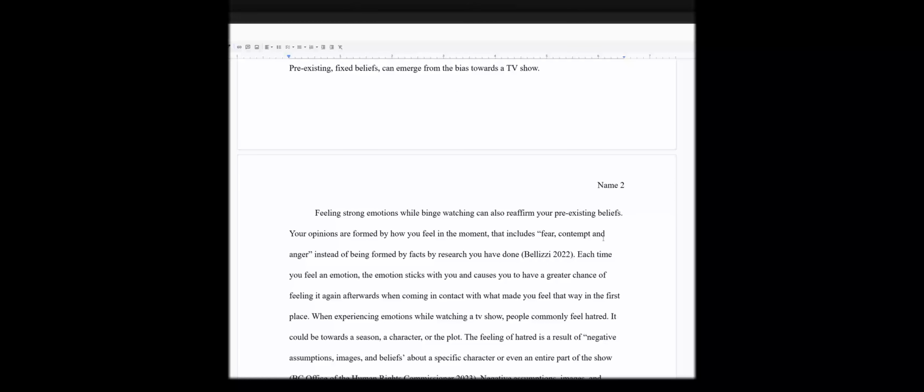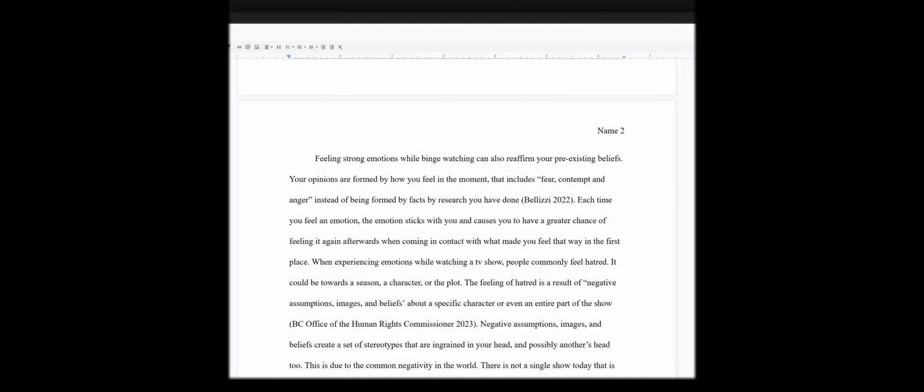Good. Okay. Each time you feel an emotion, the emotion sticks with you and causes you to have a greater chance of feeling it again afterwards when coming in contact with what you feel in the first place. Good. When experiencing emotions while watching a TV show, people commonly feel hatred. It could be toward the season, a character, or the plot. The feeling of hatred is the result of a negative assumption belief. Feeling of hatred is a result of negative assumptions, images, and beliefs. I have negative images about a specific of them, maybe, but we got that in quotes, and let's go ahead and end that right there. I like that with the full double quote mark there. About a specific character, even an entire part of the show.